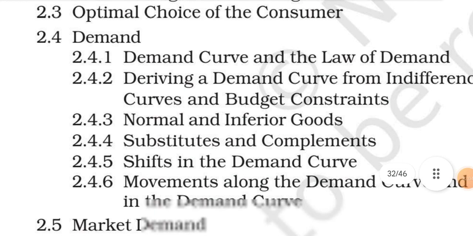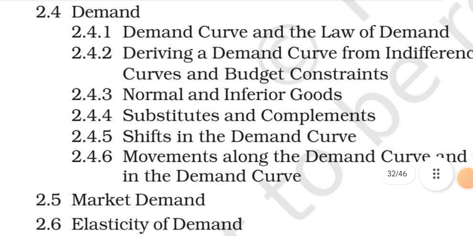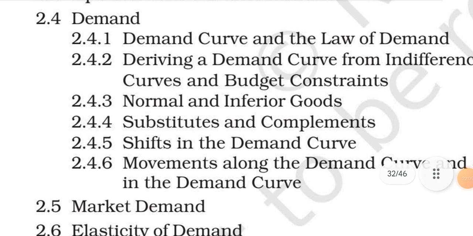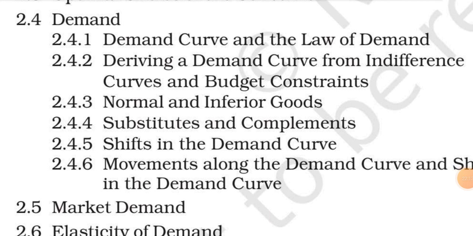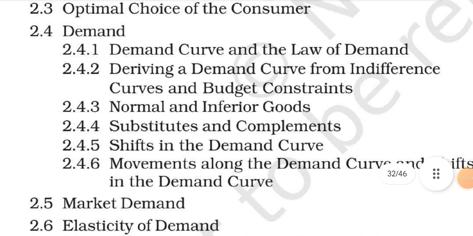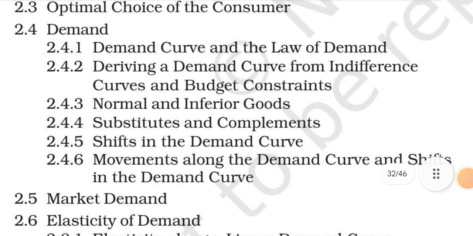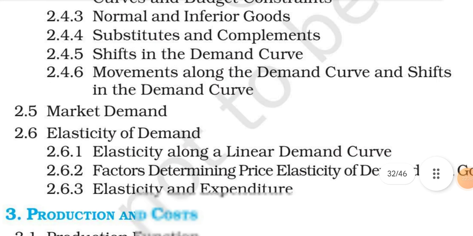2.4 Demand. 2.4.1 Demand curve and law of demand. 2.4.2 Deriving a demand curve from indifference curves and budget constraints. 2.4.3 Normal and inferior goods. 2.4.4 Substitutes and complements. 2.4.5 Shifts in the demand curve. 2.4.6 Movements along the demand curve and shifts in the demand curve.